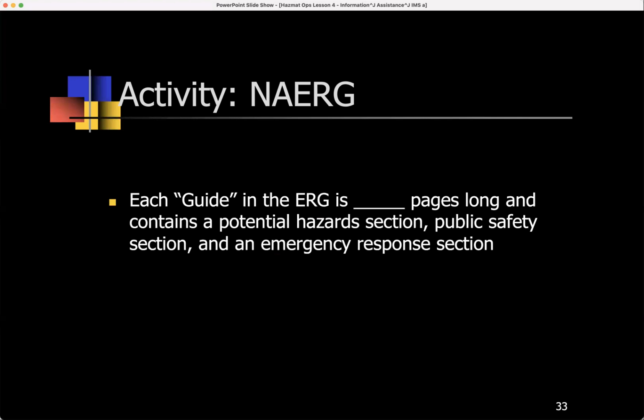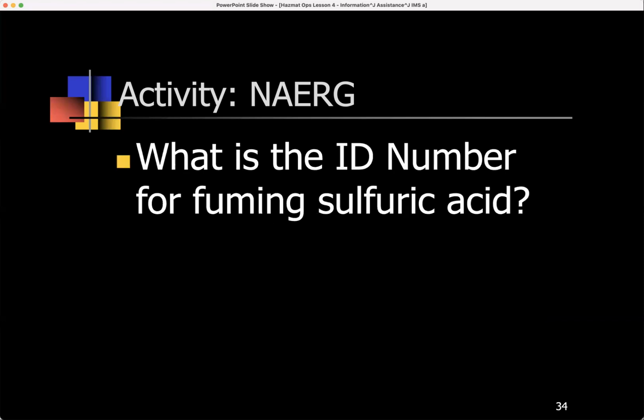Each guide in the ERG is how many pages long? That number is 2. They're always 2 pages long. If you have an ERG sitting around, normally I do this live with multiple books. We'll do this at our practical.